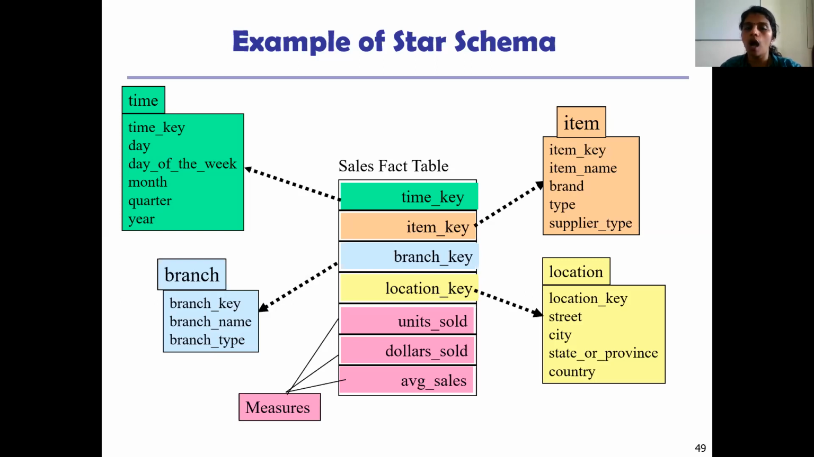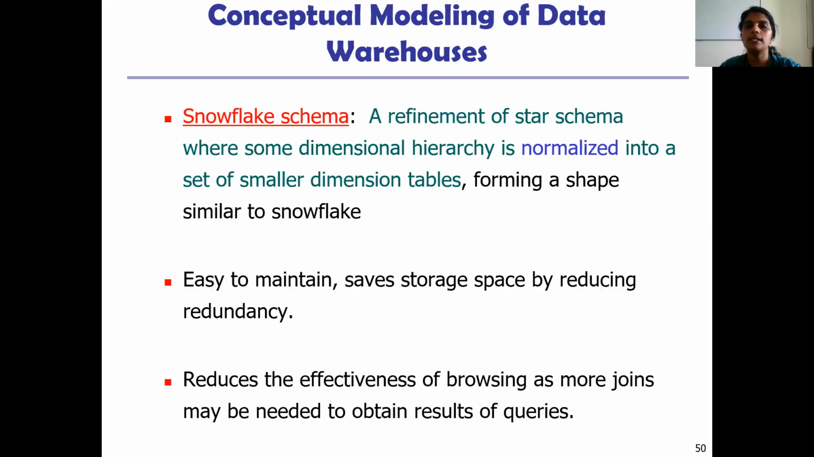Okay. Now, to avoid this disadvantage, we have the second schema that is called snowflake schema. Snowflake schema is a refinement of star schema where some dimensional hierarchy is normalized into a set of smaller dimension tables. The higher level dimension tables are split into smaller dimension tables for the purpose of normalizing it to avoid redundancy. Okay. This forms a shape similar to a snowflake.